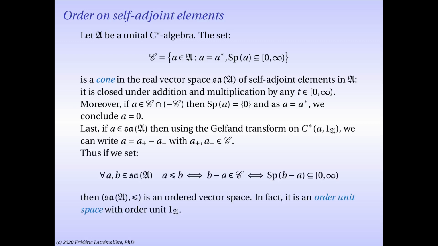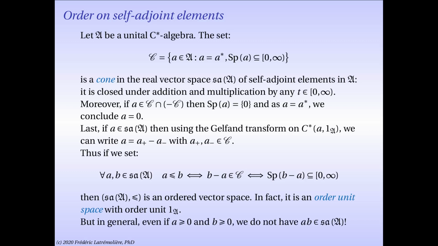Put together, this means that I can define an order on the vector space of self-adjoint elements. If A and B are two self-adjoint elements, then I can say A is less or equal than B if and only if B minus A is in the cone, which is equivalent to asking the spectrum of B minus A to be a subset of the positive half-line. So if you do that, the self-adjoint elements with this order become what's called an order unit space, which is a special kind of ordered vector space, and the order unit is the unit of your C-star algebra.